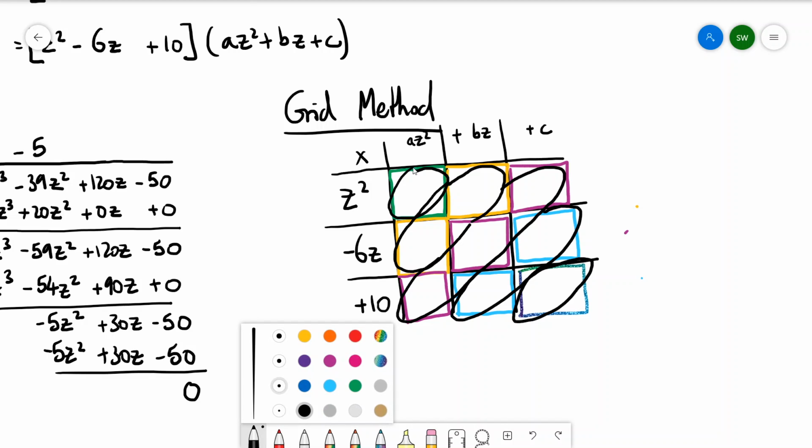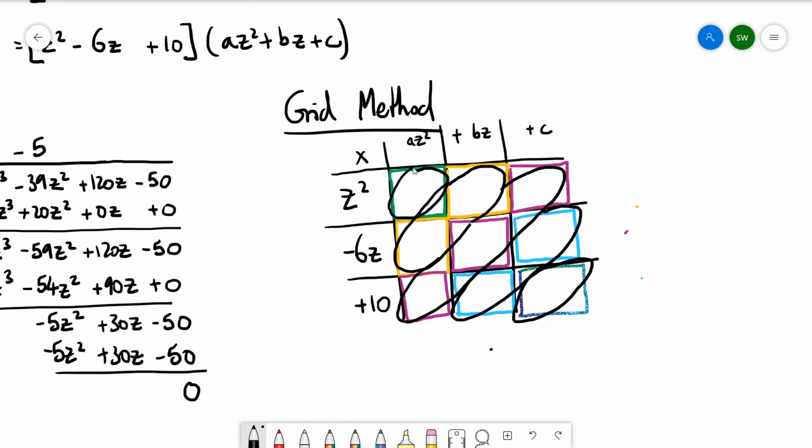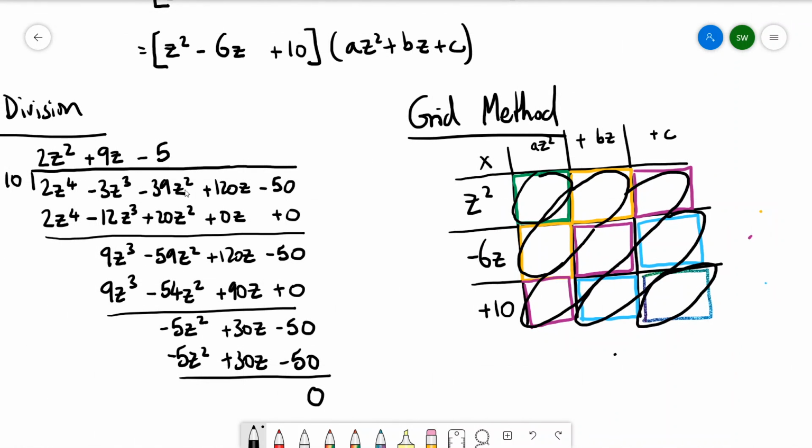So let's work out what we need to put in at the top here, what this quadratic needs to be. When we multiply to get the z to the power 4 term, we want 2z to the power of 4. So we know that we must have 2z squared here, and that's going to give us 2z to the power of 4. Let's fill in this first column then. So 2z squared times minus 6z is minus 12z cubed. And 2z squared times 10 is 20z squared.